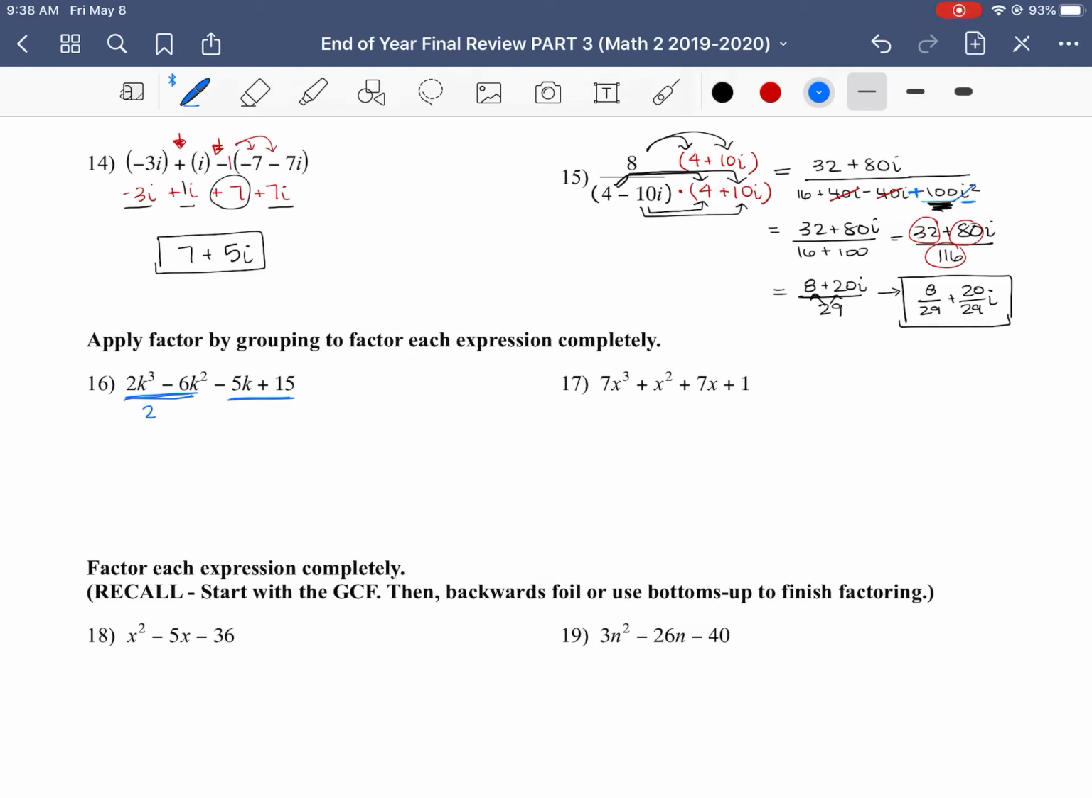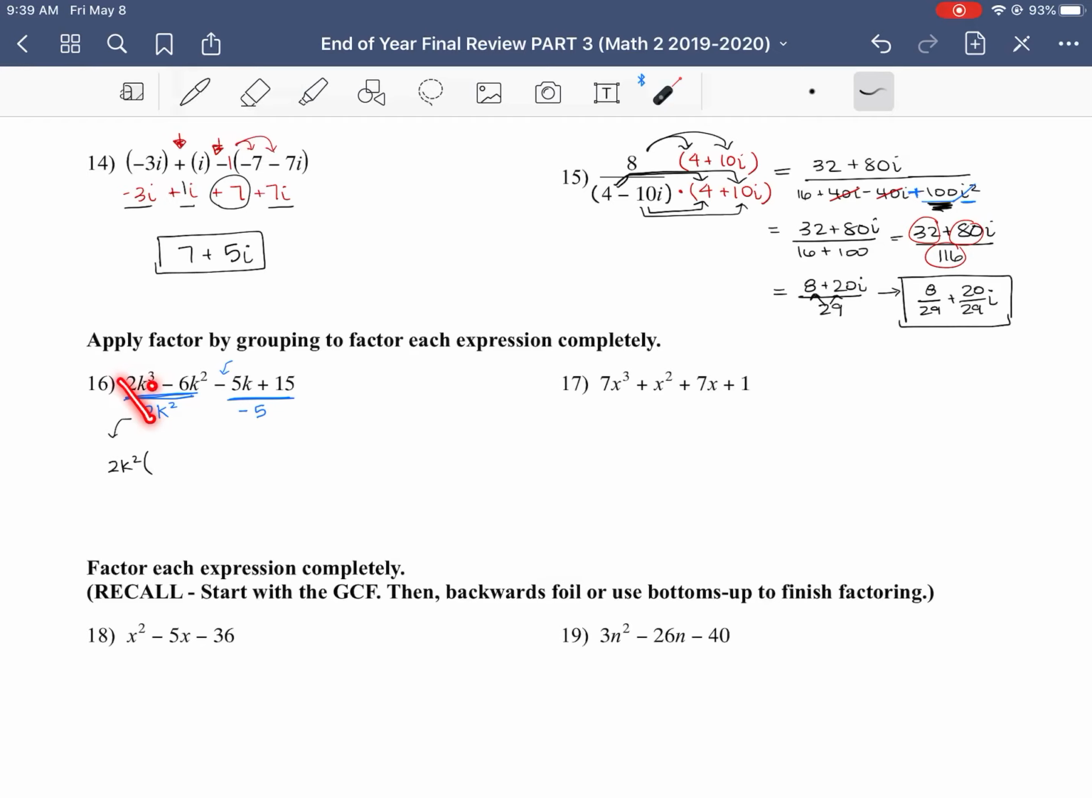So we've got 2k cubed minus 6k squared. Well, the only thing common there, they're both divisible by 2. And then notice that both terms have at least two k's. So we put k squared and divide that out. Then if we look at this second group, both of those terms are divisible by 5. And we talked about in class, if there's a negative leading the group, we're going to pull out that negative with that greatest common factor. Okay, then it's a matter of just dividing this out. So we take what we pulled out, put it out front, and then we divide it out of each term.